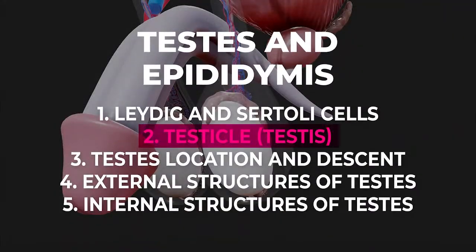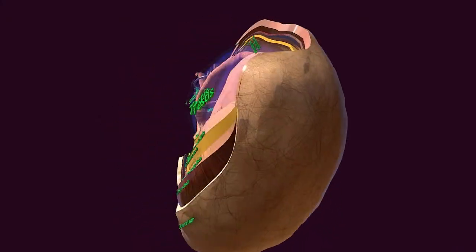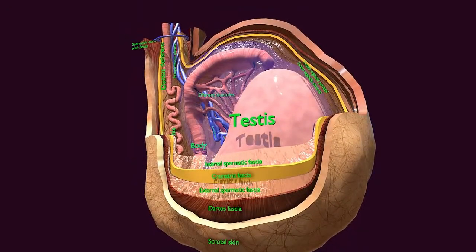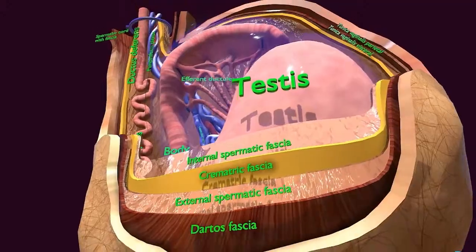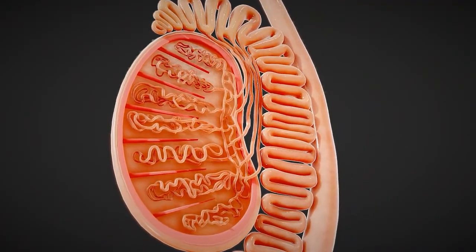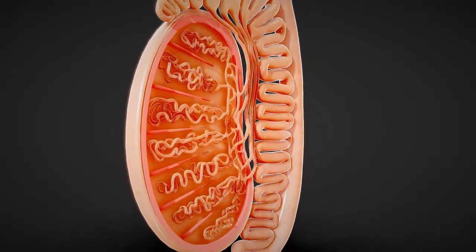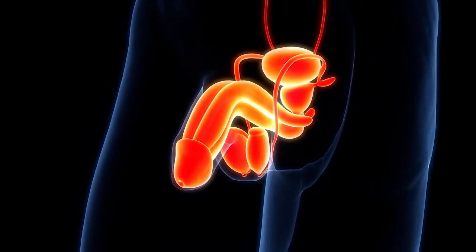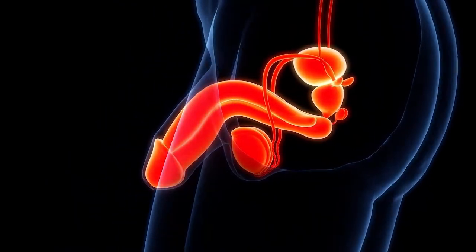Testicle, testis. The testicles are oval-shaped organs that produce sperm and testosterone. They are enclosed within the scrotum and divided into lobules by septa. Each lobule contains seminiferous tubules where sperm is produced. Testes location and descent. During fetal development, the testes descend from the abdomen to the scrotum.